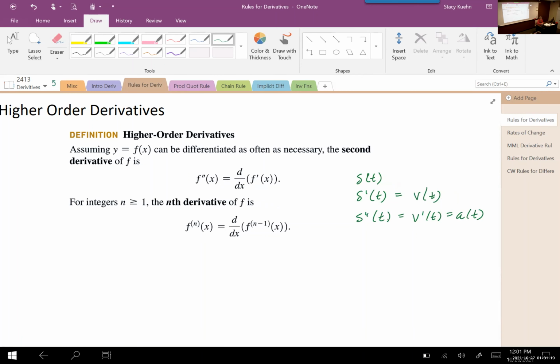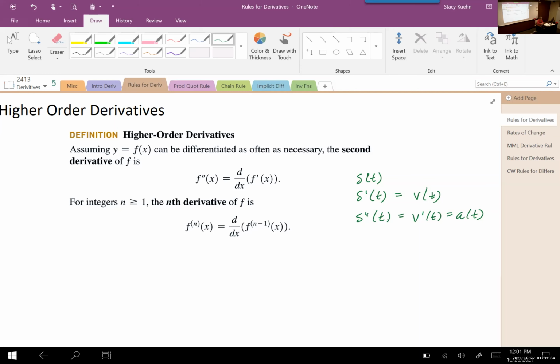What we have here are what we call higher order derivatives. In other words, you can just keep taking the derivative, just keep on doing it, as long as the derivative exists.